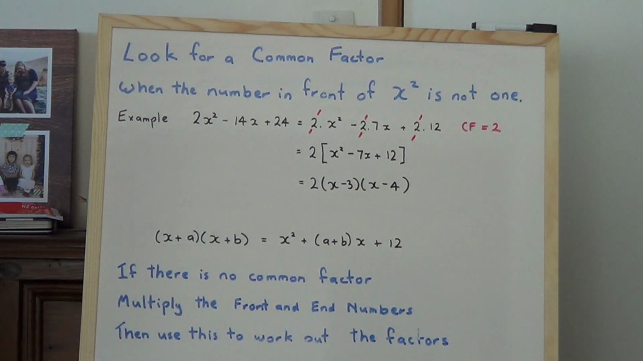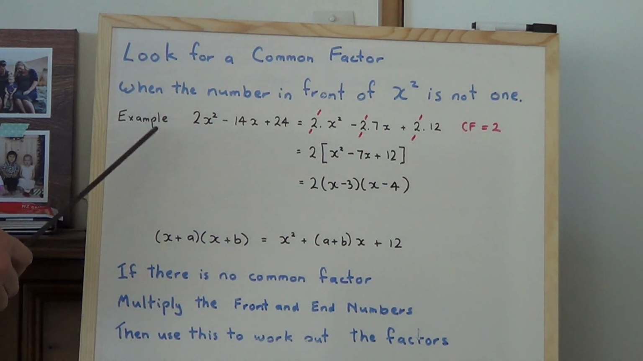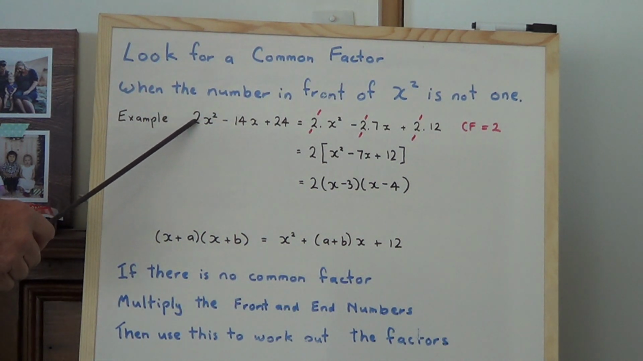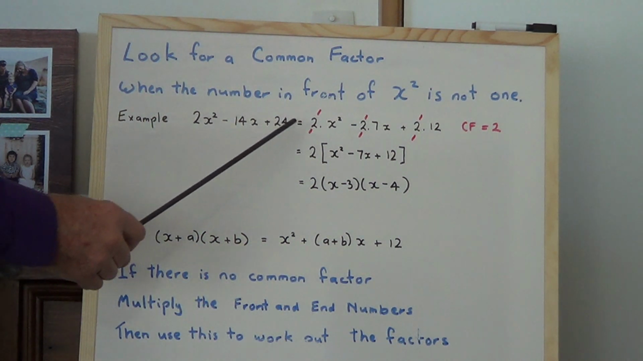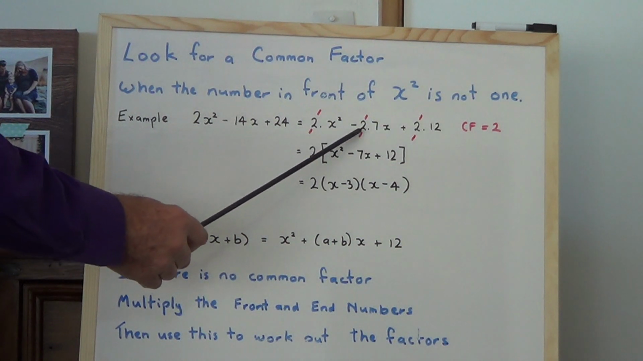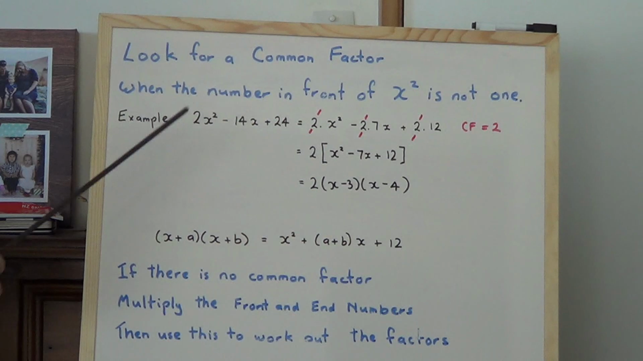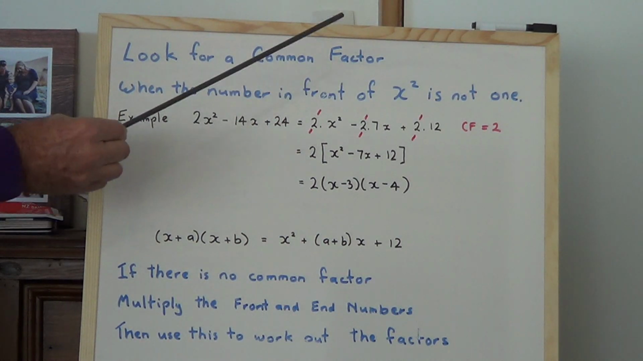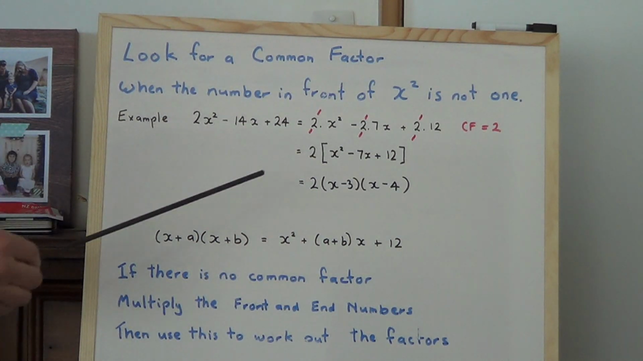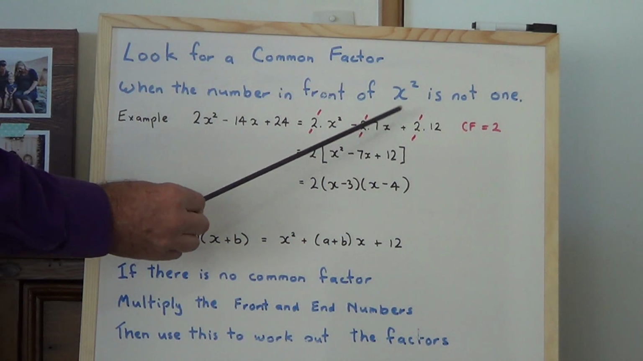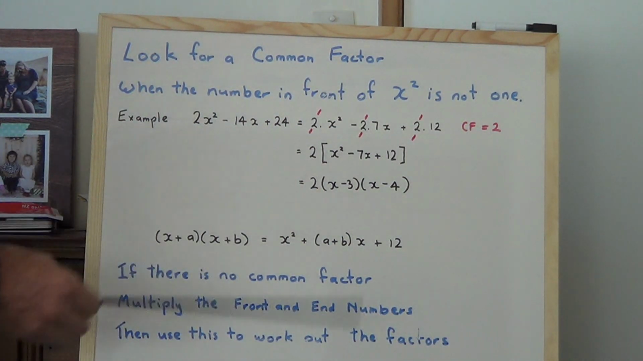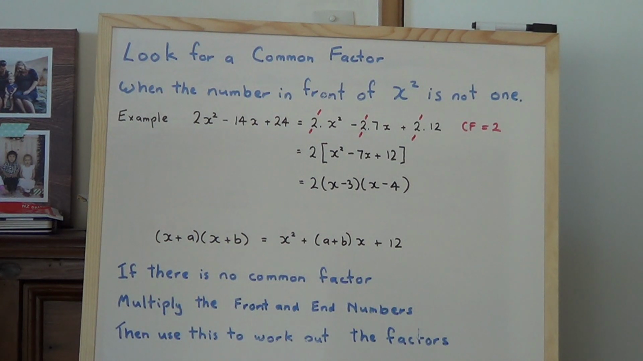Alright, let's begin. You need to look for a common factor when the number in front of x is not 1. Right here, the number in front of x is 2. And what you do is see if you can find a common factor of 2. That's 2 times x squared, that's 2 times 7x, and that's 2 times 12, so the common factor is 2. So we take the common factor and we put it outside these brackets. And what we've got inside is x squared minus 7x plus 12. There it is there. Now we can factorise that.